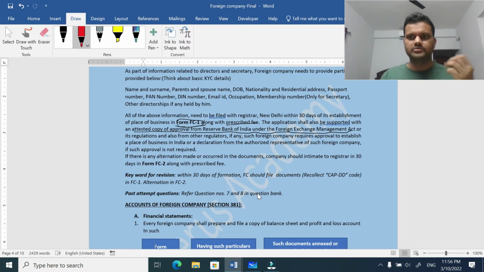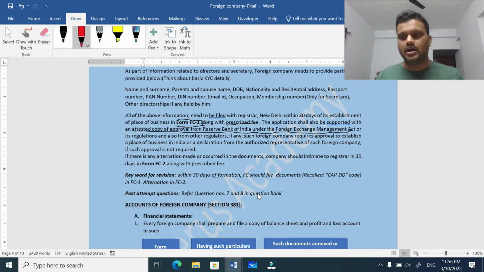For example, if they don't need any approval because the money withdrawn is within the limits, then they need to provide a declaration that they don't need to take any approval from the RBI. If the amount doesn't cross the limit, they provide a declaration. If the amount crosses, they need to provide a copy of the approval from the RBI. That is along with the FC1 information.